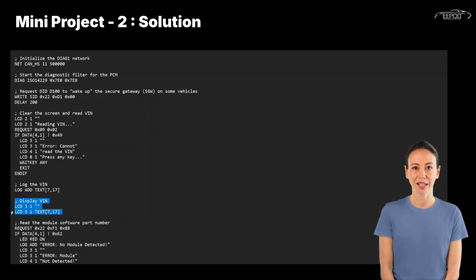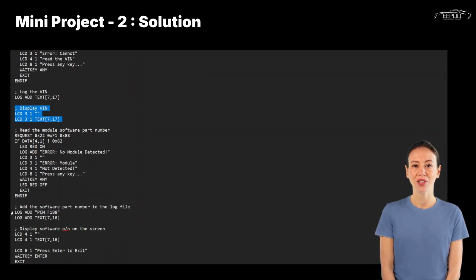If the VIN was read correctly, we log it using the log add command and display it on screen. Next, we request F188 for the PCM software part number using service 22. Then check if it responded with hex 62, which is the positive response for service 22.